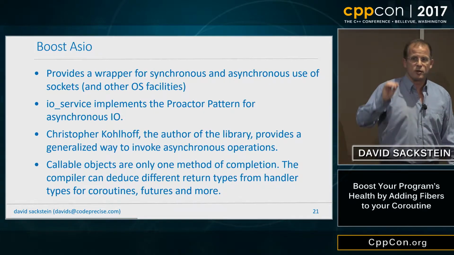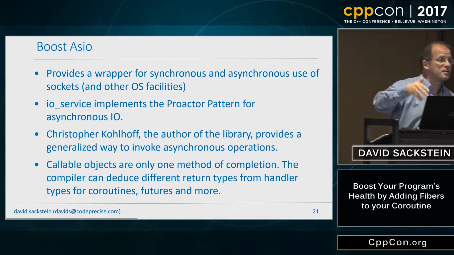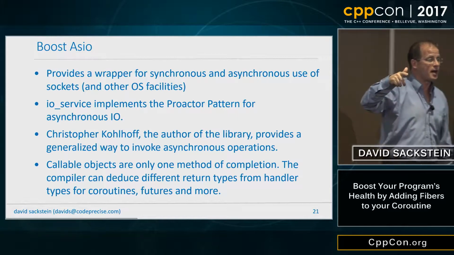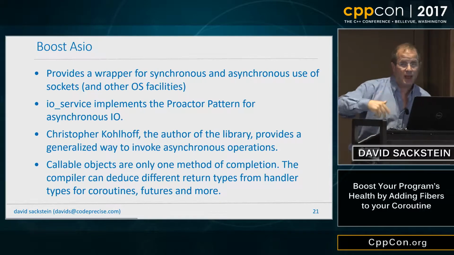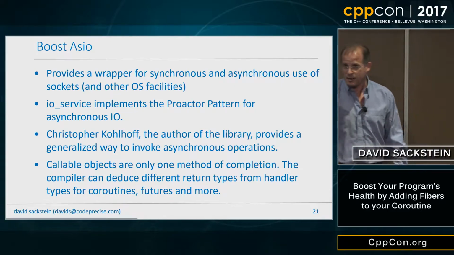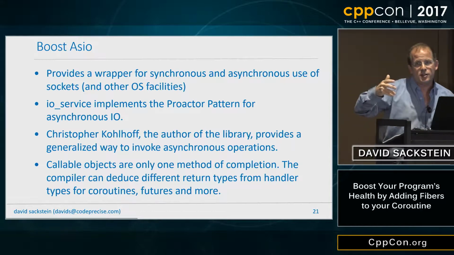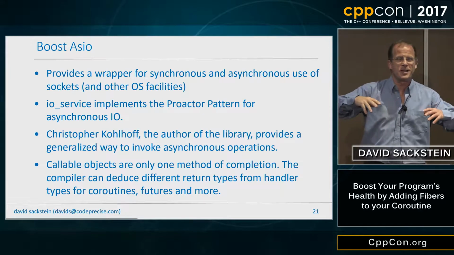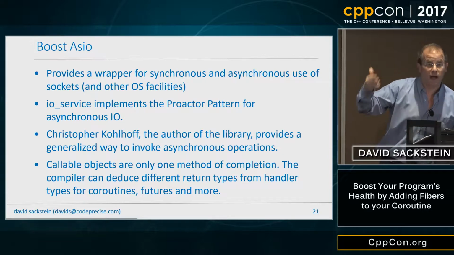So a few words about Boost ASIO, because my examples will use it. It provides a wrapper for synchronous and asynchronous use of sockets and other operating system objects, and it shines when you want to use asynchronous I/O. The central object that you want to use with Boost ASIO is the I/O service. Every operating system object is represented by a wrapper which takes a reference to an I/O service. It's the central part of the mechanism. And the I/O service has inside it an event loop, let's say a queue of work. The queue of work can be dispatched by a call to I/O service run.